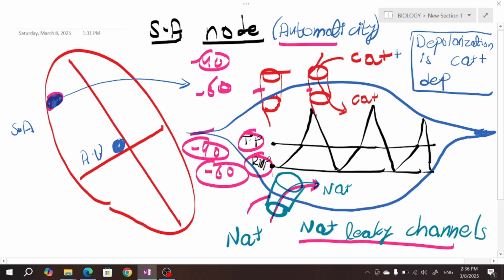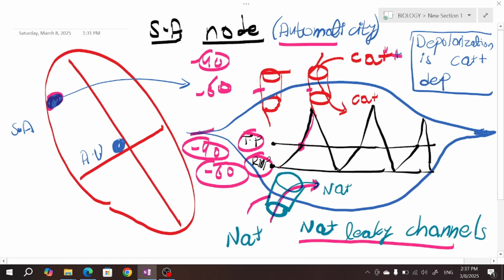As soon as the sodium is continuously influxing, the resting membrane potential starts becoming a little bit positive, or going towards the threshold potential. When the threshold potential is achieved, at this point where I drew the pink point, these voltage gated calcium channels open, and calcium starts influxing inside the cell, and there is an upstroke of the depolarization.